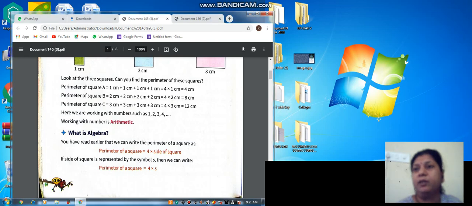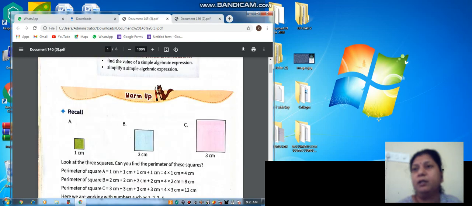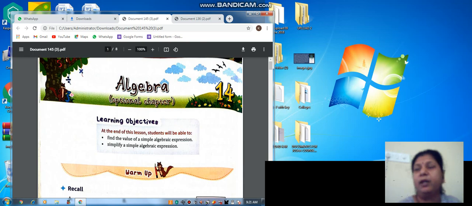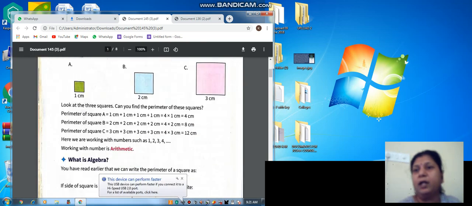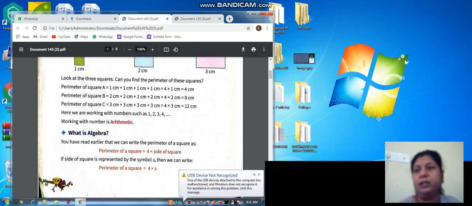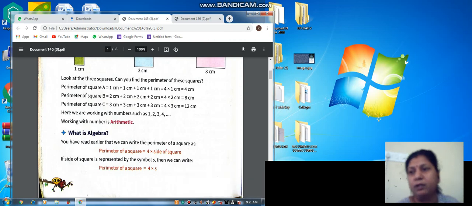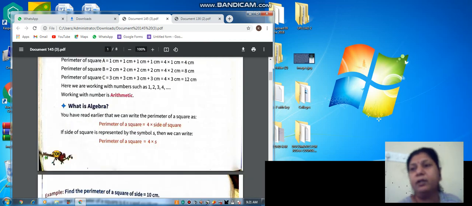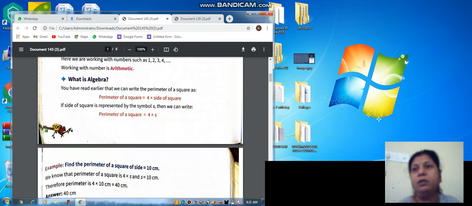Okay, we have completed revision of chapter 12. Now we have to revise chapter 14, that is algebra. In algebra, I am talking about what are variables, right? So what are the variables here? Yes, represent the side of a square. So the alphabet used to represent the data is called the variables.